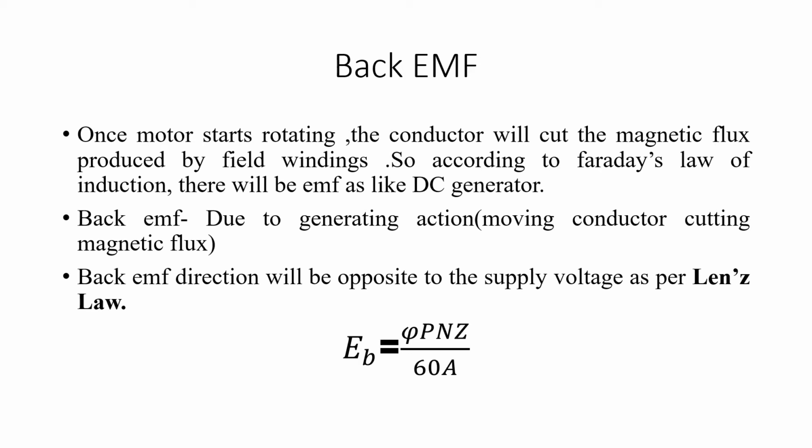Why is it called back EMF? Because it opposes the supply voltage. As with the DC generator, the back EMF formula is the same: phi P N Z divided by 60A. Here phi represents the flux, N represents the speed, P represents the number of poles, Z represents the number of conductors, and A represents the number of parallel paths.